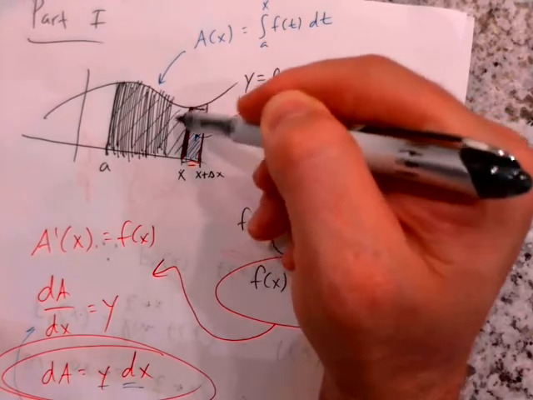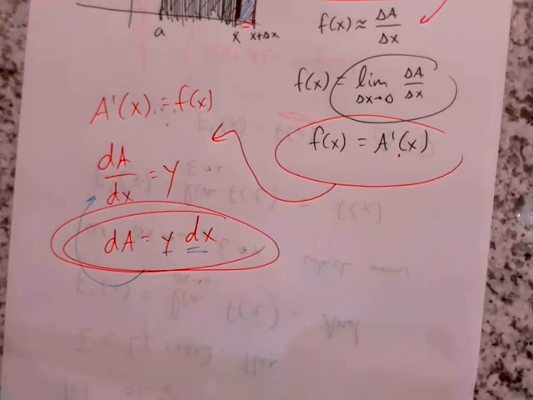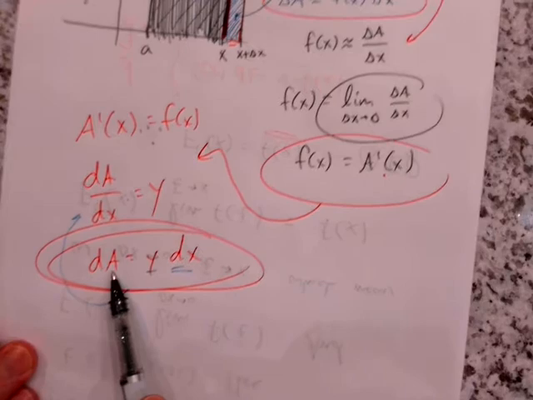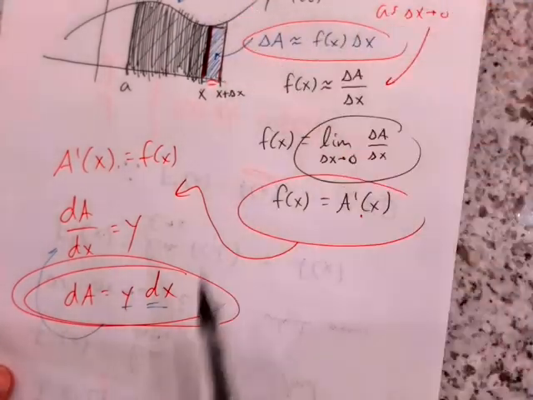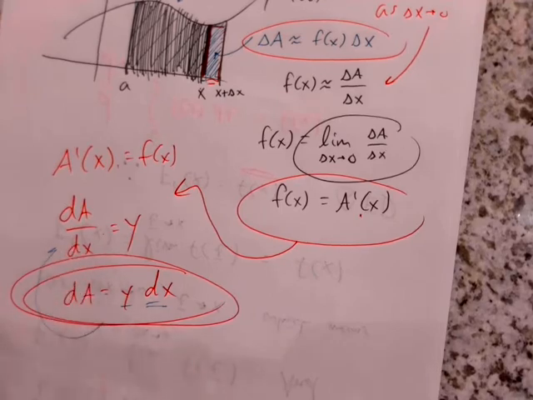I could probably stop doing this, but I'm so close to the end. Done. So that's about as well as I can explain that. That the tiny change in area is the y value times the tiny change in x. And then if you rewrite that, how fast the area is changing is the y value.